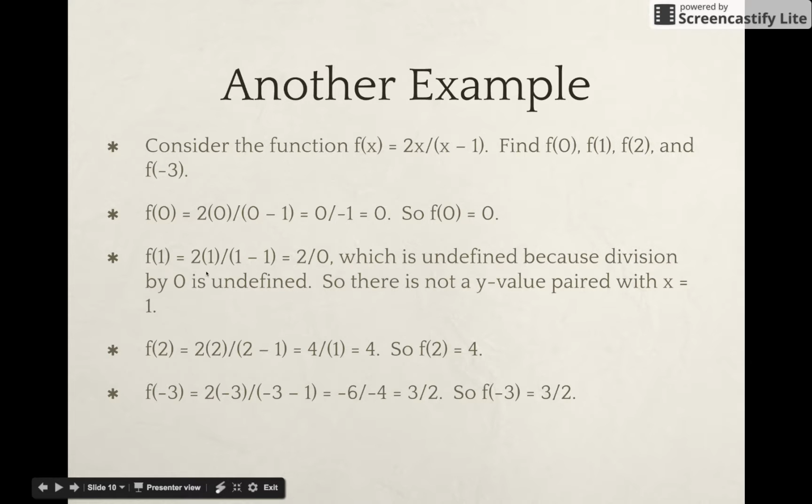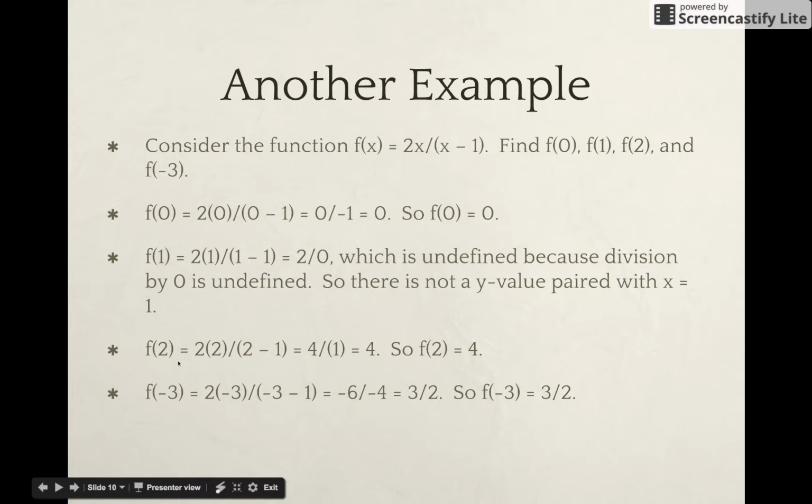F of 1, we plug in 1 for x, and we get 2 divided by 0, which is actually an undefined value because division by 0 is undefined. So in this case, we see that there's not a y value paired with the x value 1. And this relates to our domain. Remember, the domain is the set of all x values. So x equals 1 is not in the domain because we cannot find a y value that is associated with it.